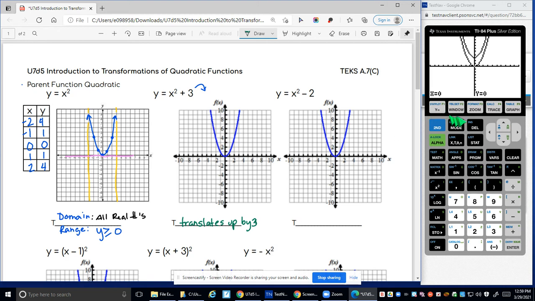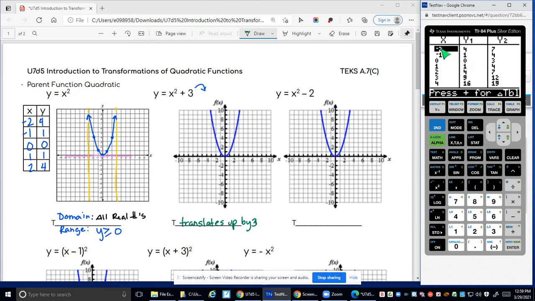It's kind of hard to plot points with that, so I always like to go to the table. I got -2, 7. Originally it was at 4, but I'm going to put my new dot at 7. Then I've got -1 and 4, 0 and 3, and then again 1 and 4. So it's symmetrical, and this one is probably going to be right there.